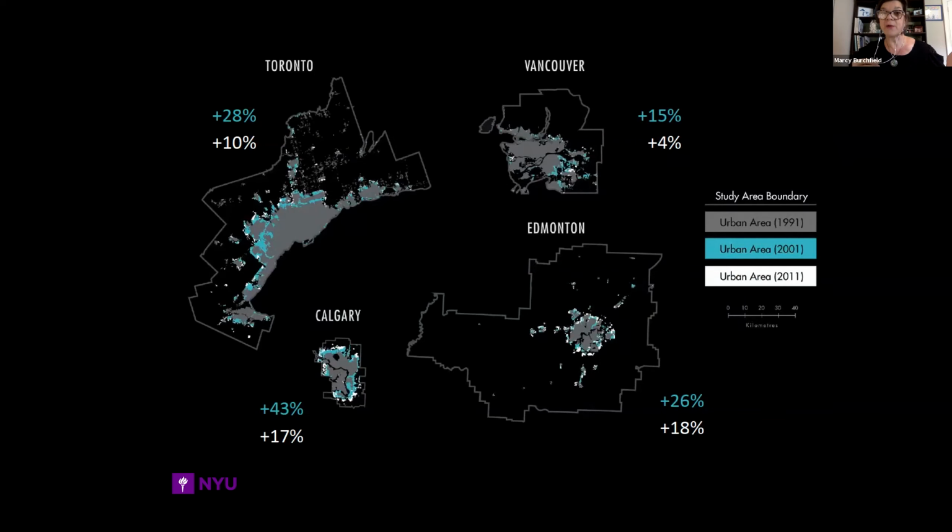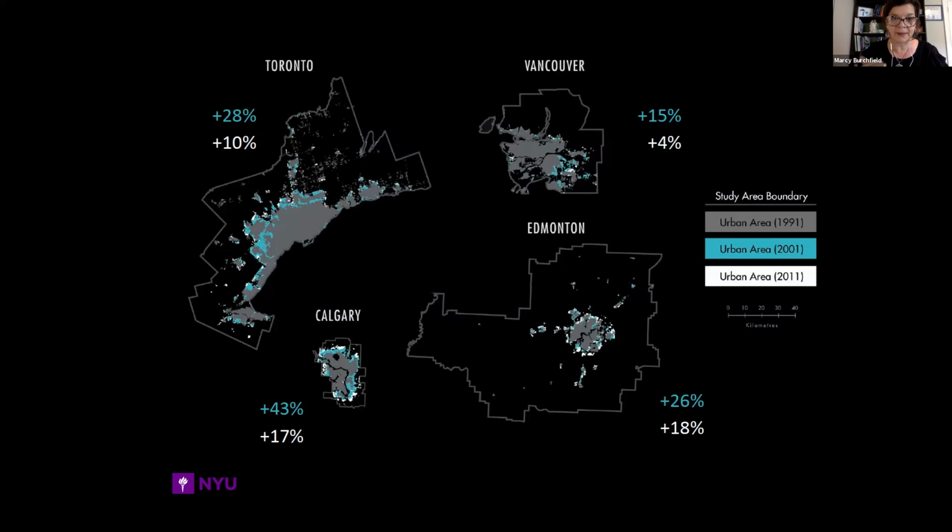And this is sort of the outcome, right? So the 1991 is the dark urban area, 10 years of growth to 2001 is that blue area, another 10 years of growth is in that white area to 2011. And what we see is in that first decade between 1991 to 2001, it really reflects the type of policy regime that was happening.